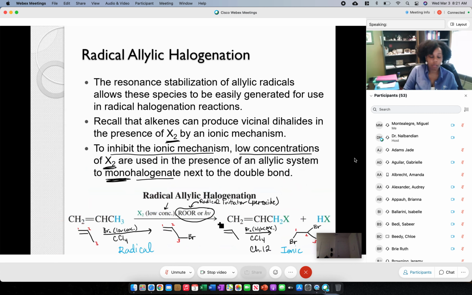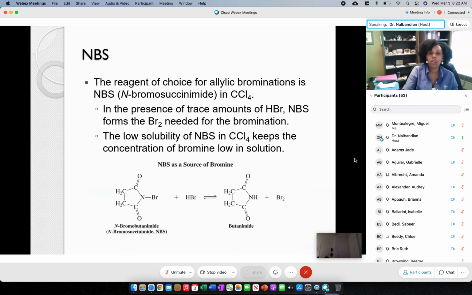Or we need light, which we know is H nu. So what kind of reagent can we use for this? How do we get low concentrations of the halogen? Well, we get low concentrations of the halogen using NBS. So NBS, if I just write that over the arrow, that means N-bromosuccinimide. Again, we still dissolve it in carbon tetrachloride.